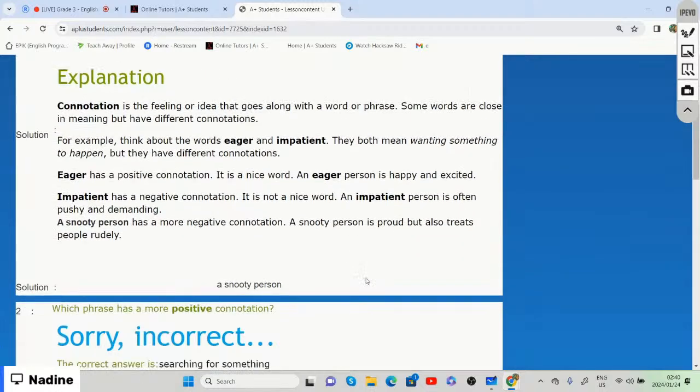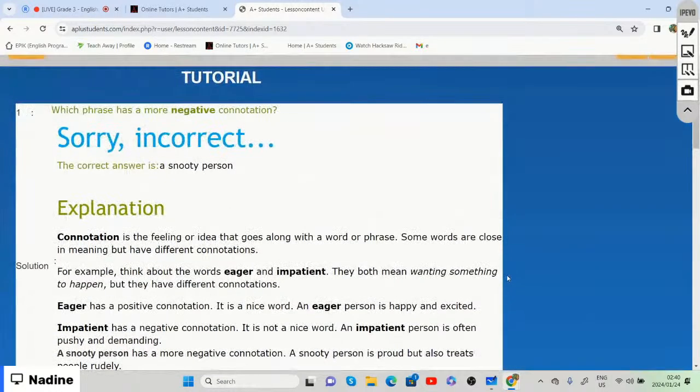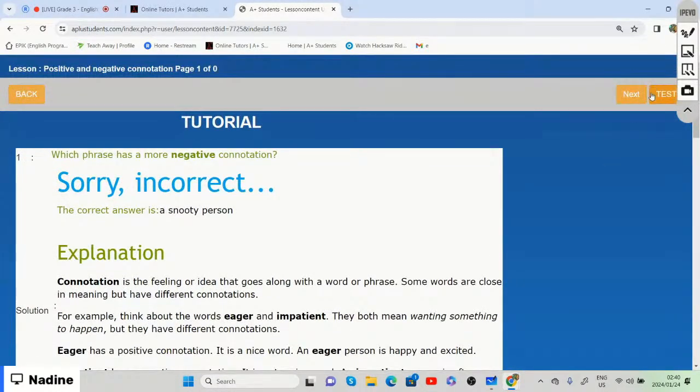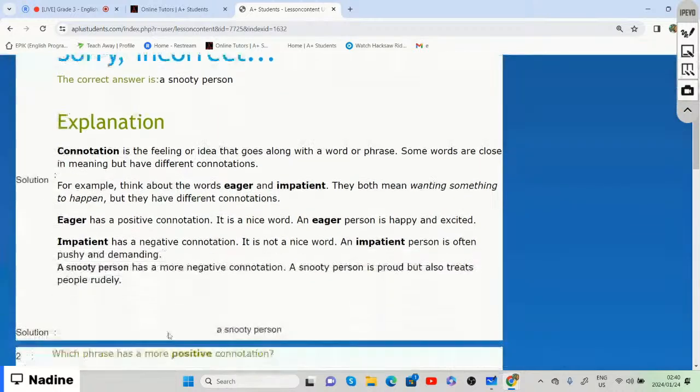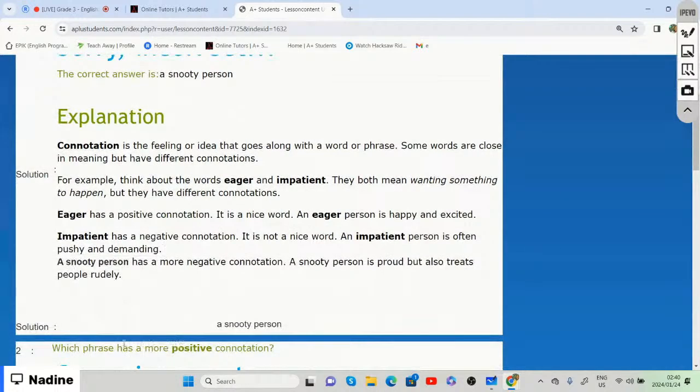All right. So we're going to, it says, even when it comes to connotation, right? There are different words with different meanings, but some of the words mean the same thing, but they are slightly different.